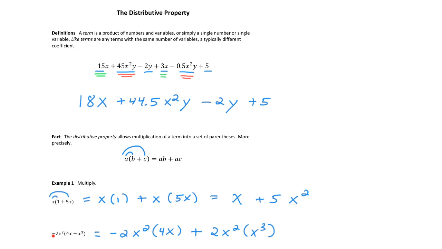A negative outside of the parentheses will change the sign on everything inside of it. This first one was positive, it's now negative. The second one was negative, it's now positive. If I combine these together, I get negative. 2 and 4 gives me 8. X squared and x gives me x cubed. Then it's going to be plus. I have 2 times a 1, so that's just 2. And x squared times x cubed is x to the 5th. Again, I look at this expression and I don't have like terms. That means negative 8x cubed plus 2x to the 5th is my final answer.